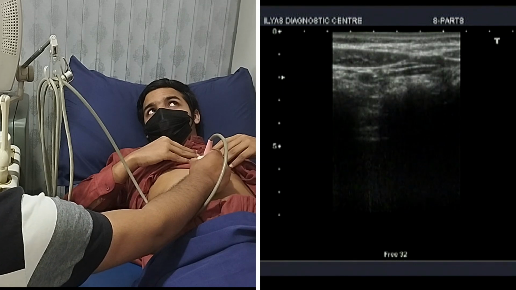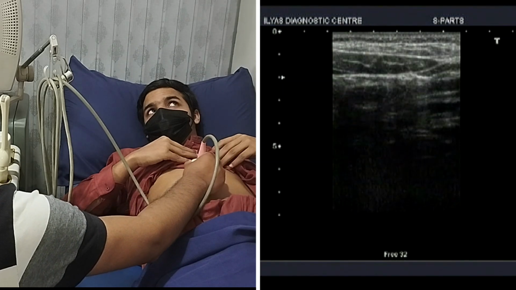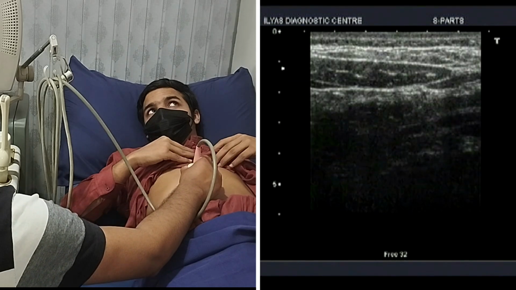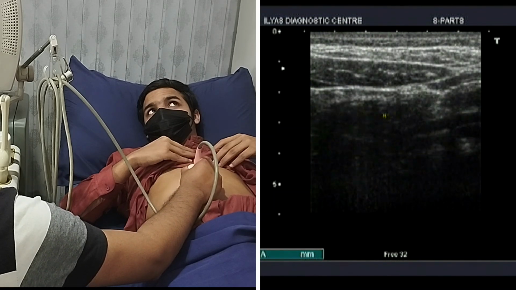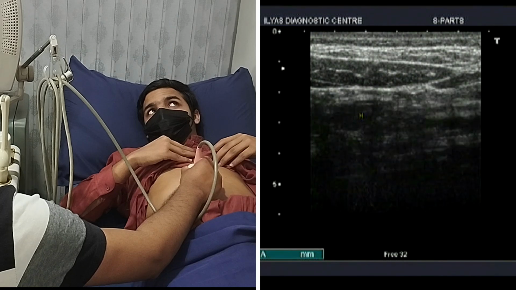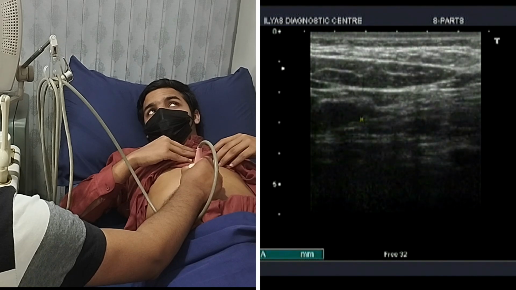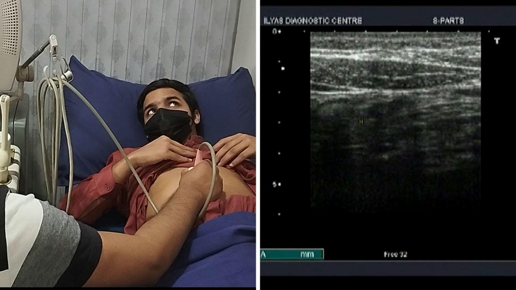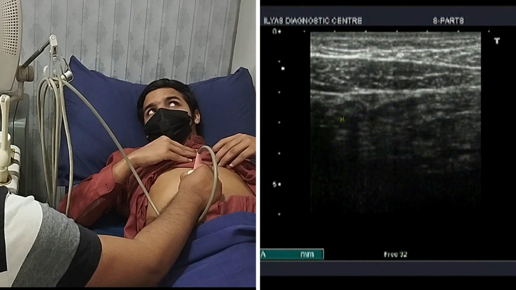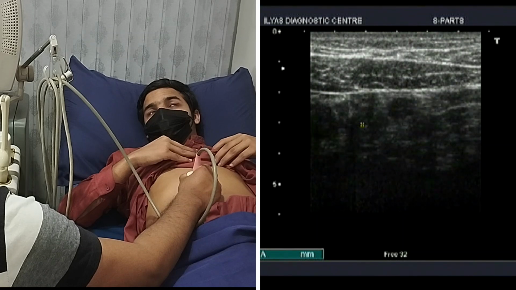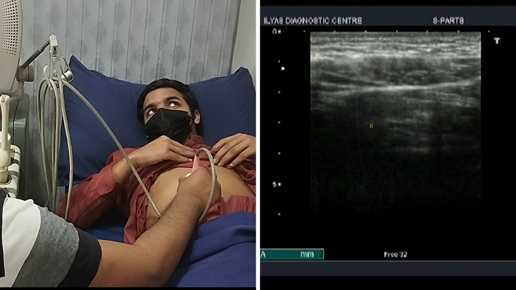epigastric region, and then I will start moving downward. Here you can see this is the gut in which contents are moving. These are the moving gut loops. Here you can clearly see the movement of gut contents.